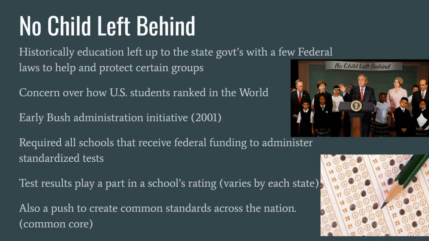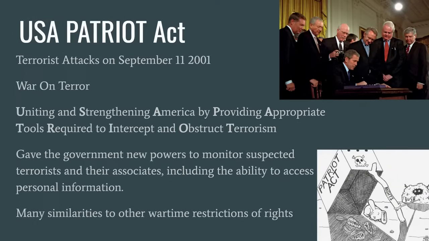In the wake of the horrific terrorist attacks on September 11, 2001, America entered into the War on Terror, which was fought on many fronts, from the cyber world to the battlefield. The USA Patriot Act was passed to aid this fight. The title of the act is an acronym standing for Uniting and Strengthening America by Providing Appropriate Tools Required to Intercept and Obstruct Terrorism.